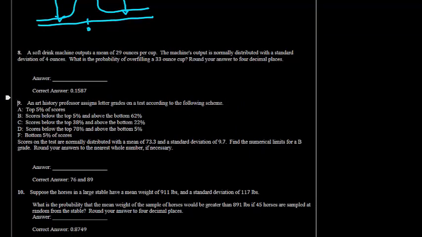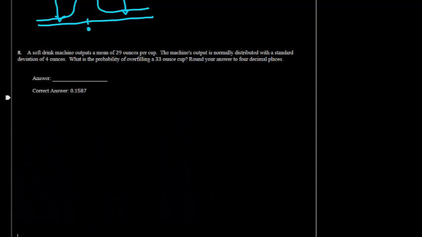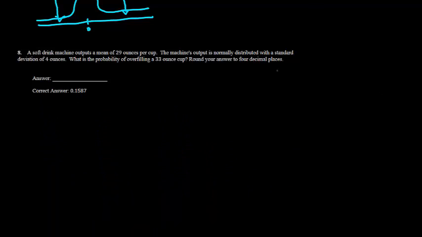Number 8, a soft drink machine outputs a mean of 29 ounces per cup. I don't know where this is going, so I'm just going to write mean 29 ounces. The machine's output is normally distributed, check, with a standard deviation of 4 ounces. Sigma is equal to 4. What is the probability of overfilling a 33-ounce cup?